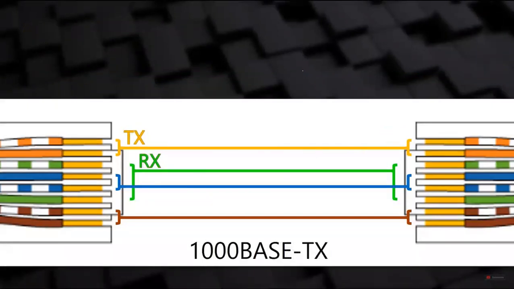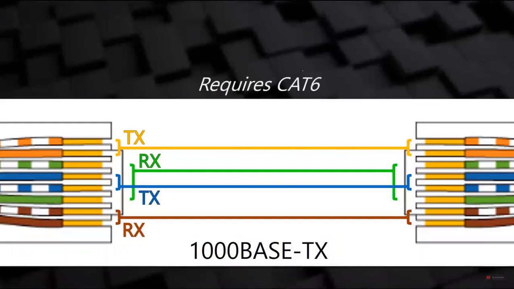This uses all 4 pairs of wires, while older standards only required 2. There are 2 ways this can work, which are called 1000BASE-T and 1000BASE-TX. The TX standard uses 2 pairs for sending and 2 pairs for receiving.